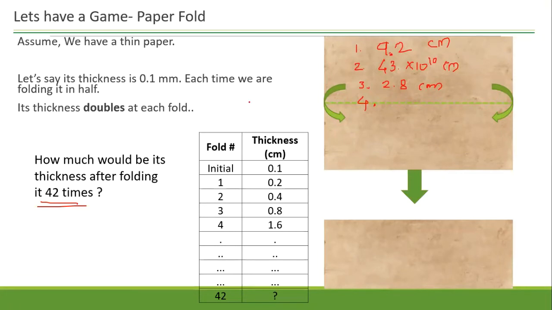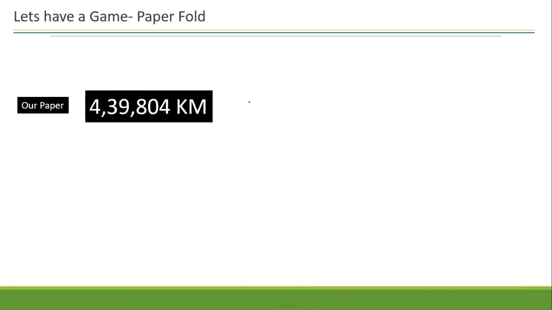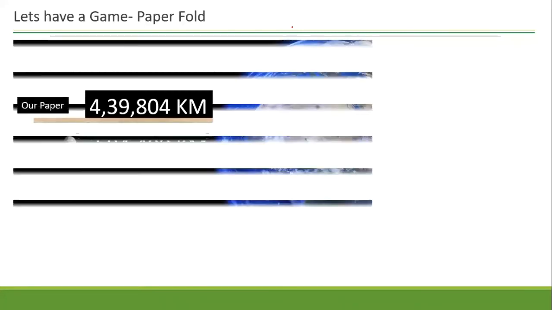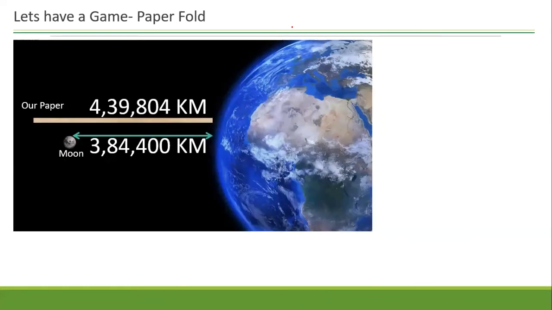So what is the answer? Okay. So this is the distance. Everyone, can you see? And how much is this thickness of the paper? We are just assuming that it can be folded more than 7 or 8 times. But in practice, we cannot fold it, but we have assumed, right? So this is the thickness of the paper that we will receive: 4,39,804 kilometers. The unit has changed.